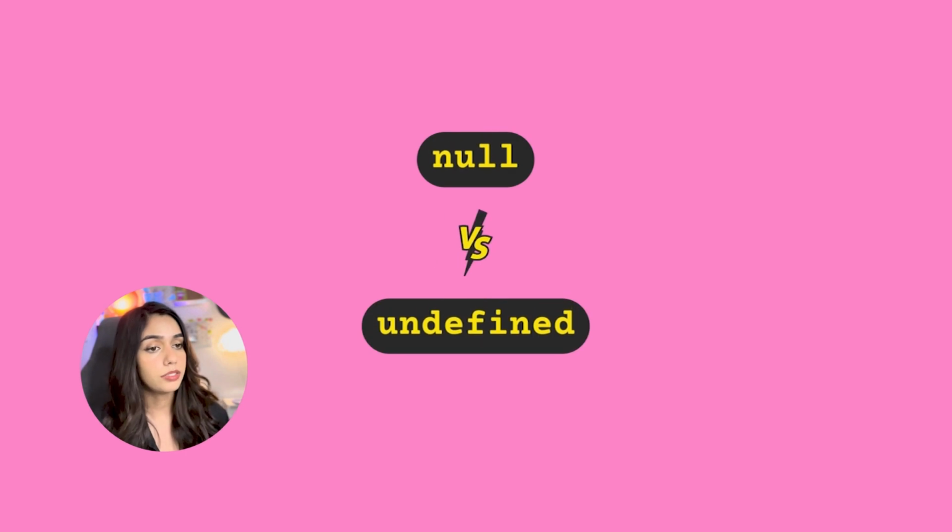Null and undefined both signify the absence of a value in JavaScript. However, there's a slight difference between what they mean and how they behave.